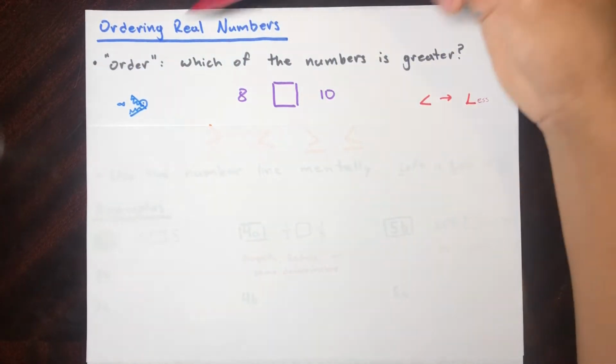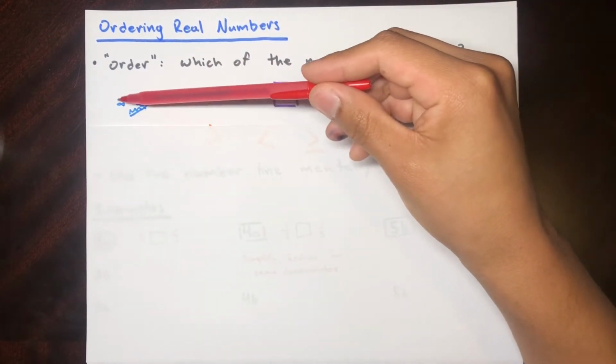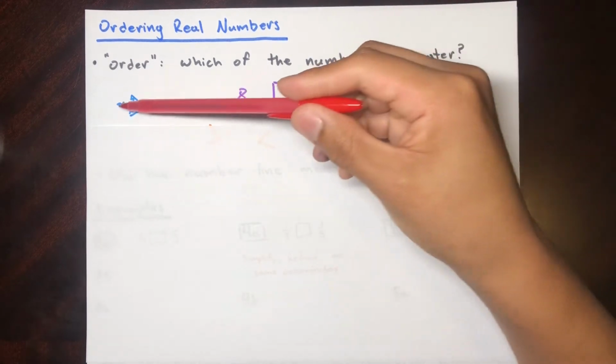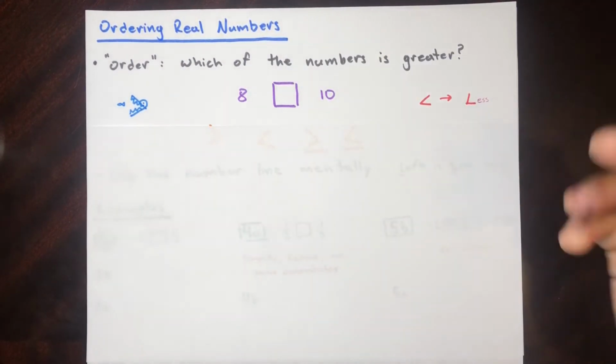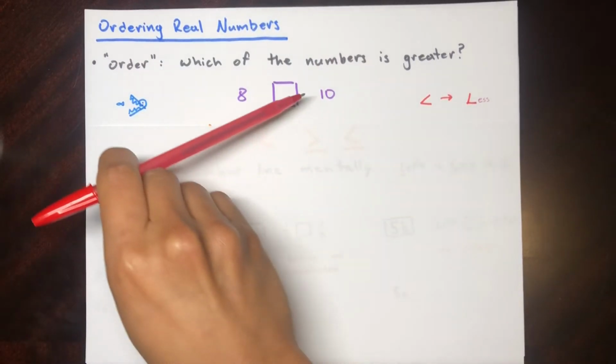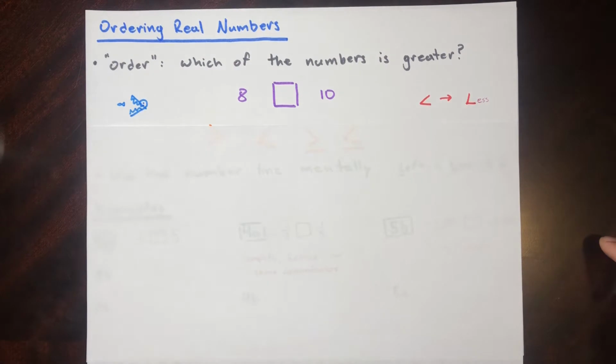So one way that you can do it is the way that you've done in elementary school, right? That the alligator is gonna eat the bigger food, okay? So the alligator mouth is gonna open to the bigger number, right? So in this case, it would open this way, right? You would have an alligator mouth opening towards the 10, all right?